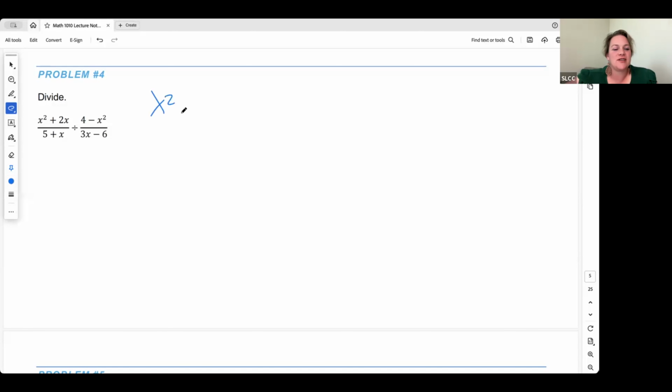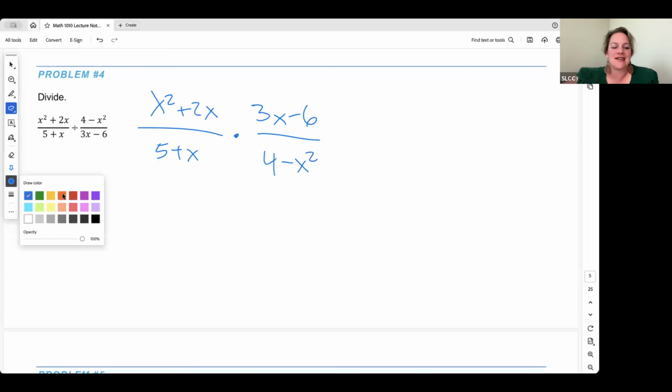I'll write my first fraction, x squared plus 2x over 5 plus x. I will change the sign to multiply and take the reciprocal of the next fraction. So 3x minus 6 over 4 minus x squared. Next, I need to factor out the GCF and simplify wherever I can.